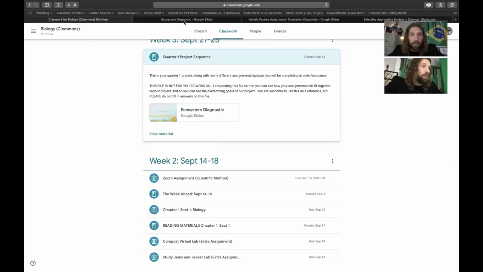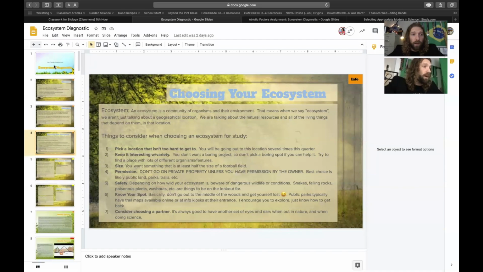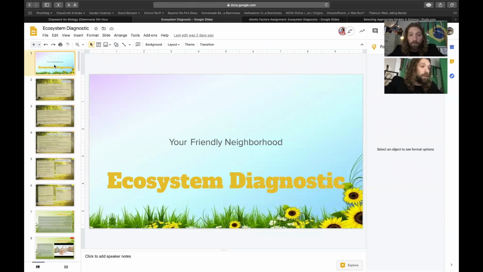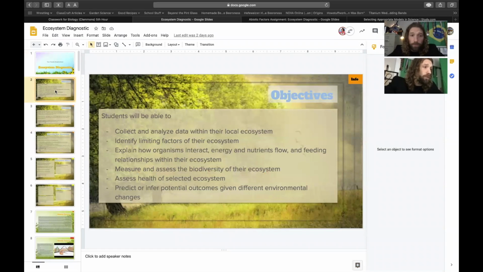So when you click on this, you get this whole full file and you're welcomed with the friendly neighborhood ecosystem diagnostic. Now I give you your objectives for this project. I'm assuming you can read, but I'll go over them very quickly. You're going to collect and analyze data within your local ecosystem. Collecting data is as simple as writing down observations or taking photos, or anything that is information is data, essentially. You're going to identify limiting factors of your ecosystem.